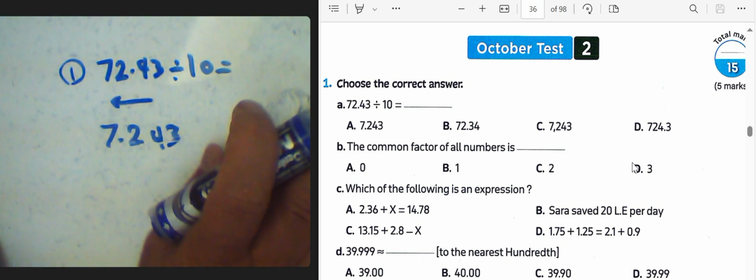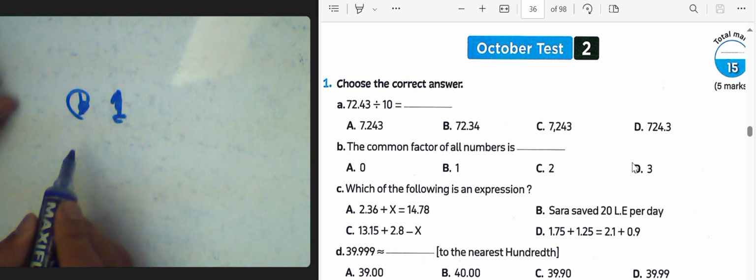Letter B, the common factor for all numbers, it will be 1. Any number can be divided by 1. This is a common factor.